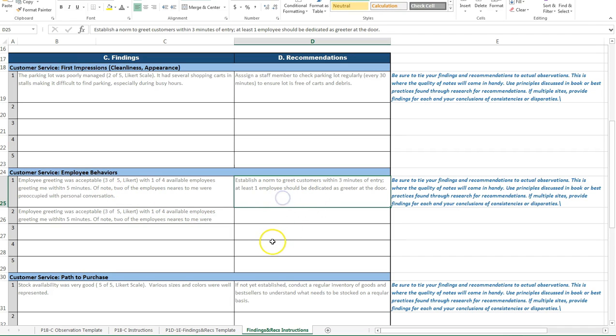So my recommendation here: establish a norm to greet customers within 3 minutes of entry, which is actually pretty reasonable. And at least 1 employee should be dedicated as greeter at the door. Again, it maps back in here, so then the store doesn't find itself wondering who is responsible for greeting. Had that been assigned to someone, that person now becomes the official greeter and accountable for making sure customers are welcomed as they enter.